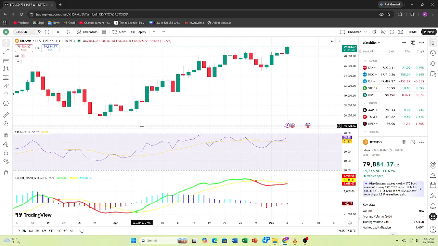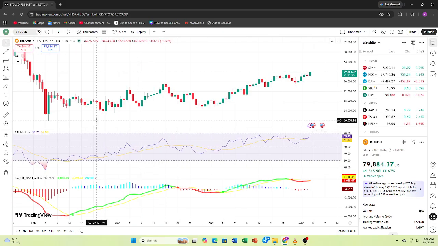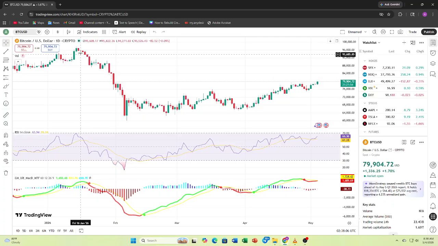Here's an important rule: always trade with the trend. If the market is going up, focus more on buying opportunities. If it's going down, focus more on selling.